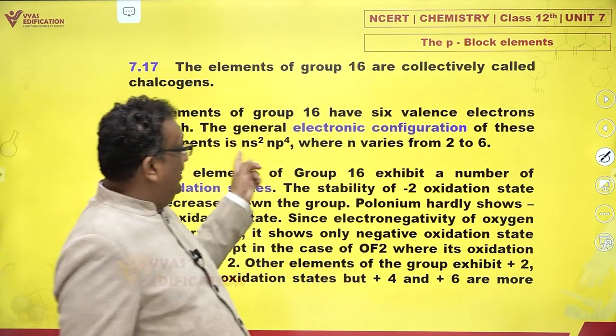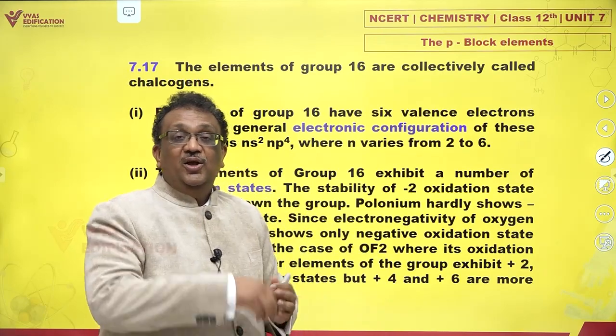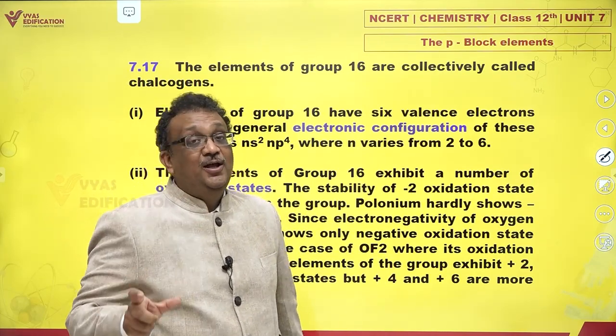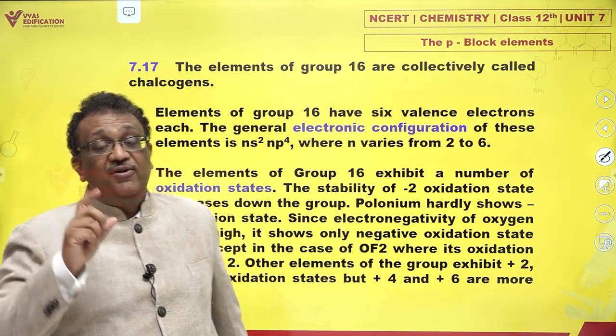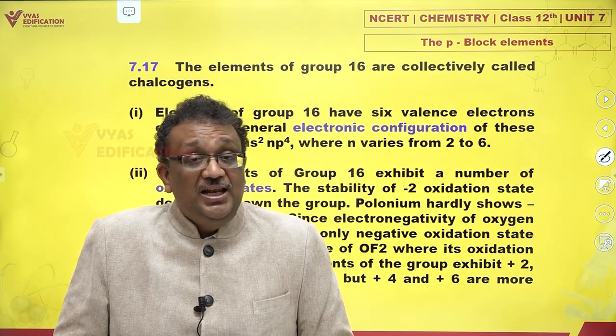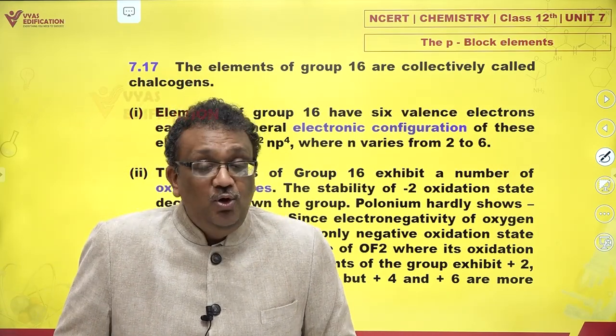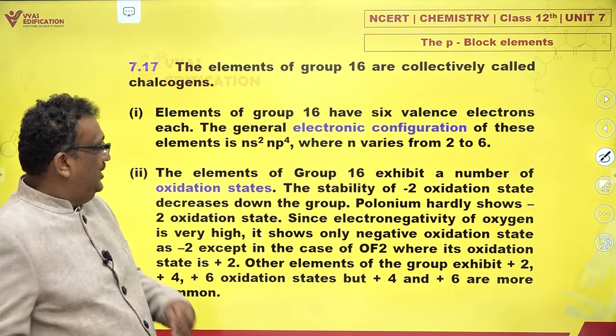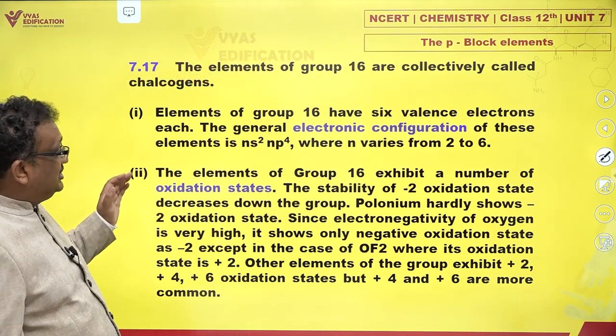So, this n varies from 2 to 6 and you have oxygen, sulfur, selenium, tellurium and polonium. Oxygen and sulfur are nonmetals. Selenium and tellurium are metalloids and polonium is a metal. Is that significant? Very significant.